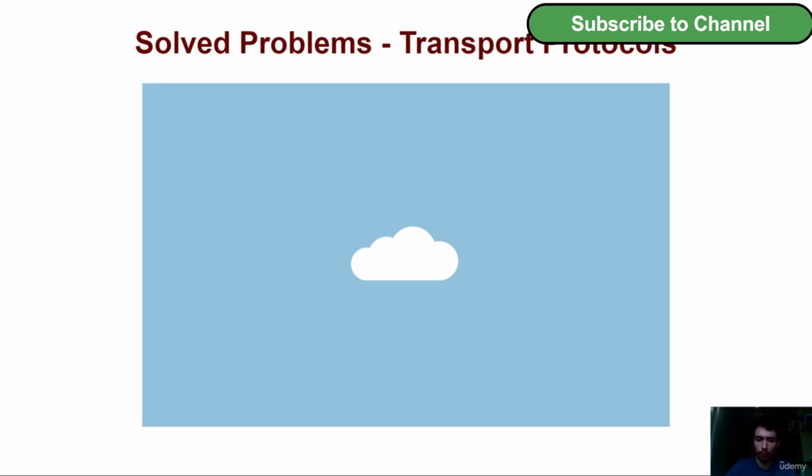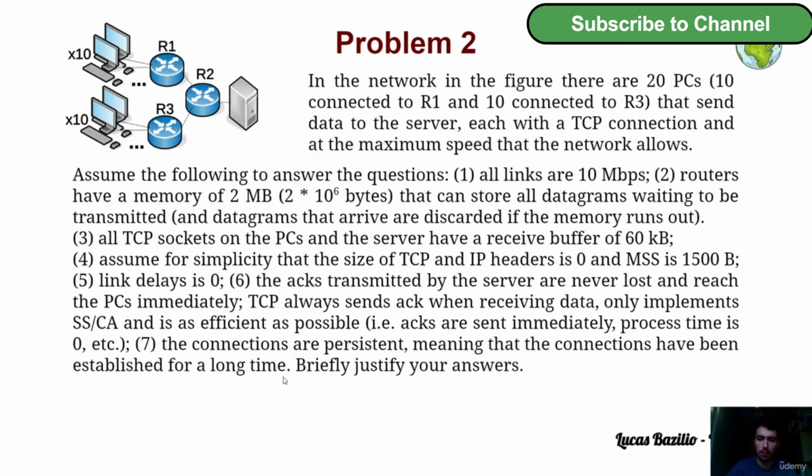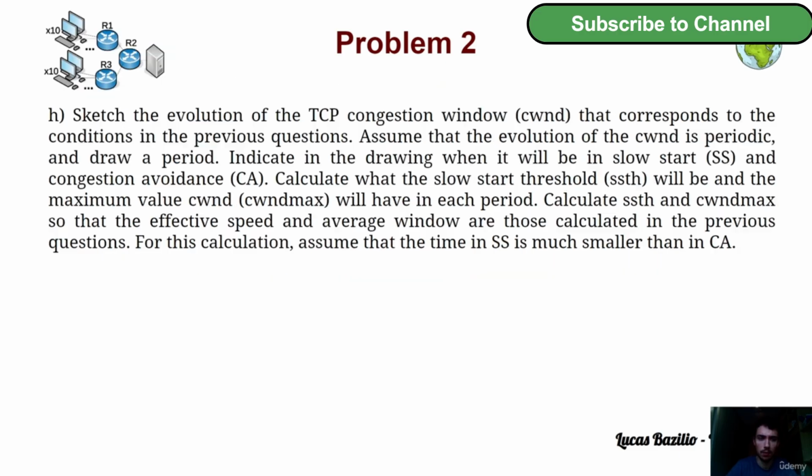Hey everyone, in this lecture we are going to solve question H of this problem 2. The question states: sketch the evolution of the TCP congestion window that corresponds to the conditions in the previous questions. Assume that the evolution of the congestion window is periodic and draw a period. So we only need to sketch the period, how the congestion window evolves as this period passes. Indicate in the drawing when it will be in the slow start phase and when it will be in the congestion avoidance phase.